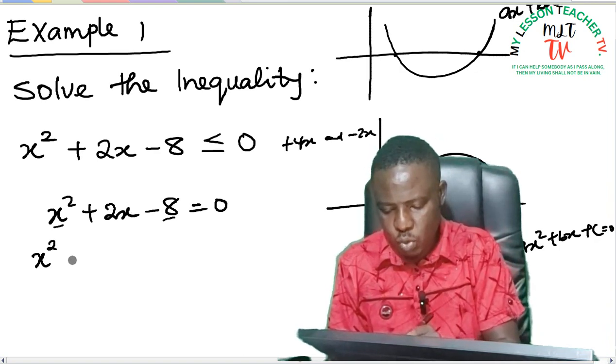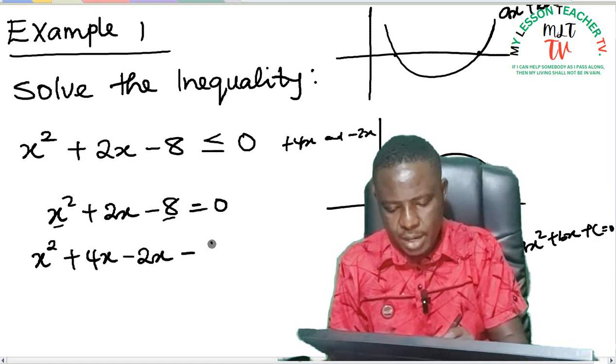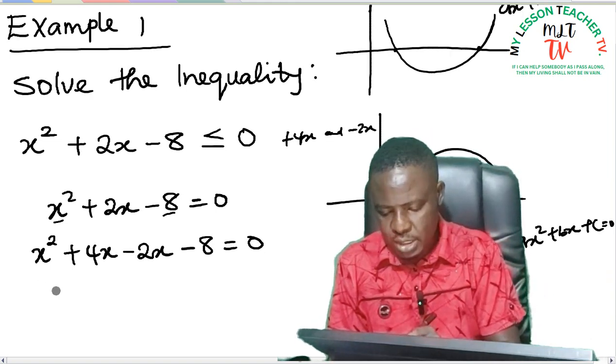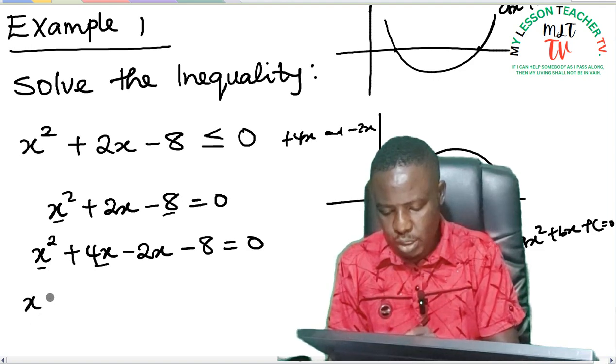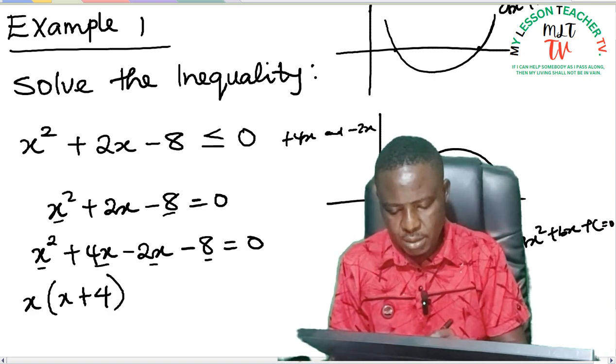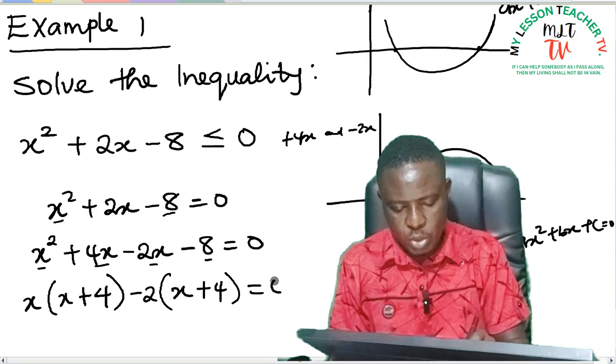So replace the middle term. This becomes x squared plus 4x minus 2x minus 8 is equal to 0. So what we are trying to do now is to get the values of x. When you factorize this, you discover that x is common in the first two terms. You have x into bracket x plus 4. And looking at the next two terms, minus 2 is common. So you have minus 2 into bracket. When you divide this term by minus 2, you are left with x, and you divide minus 8 by minus 2, it gives you plus 4, which is equal to 0.